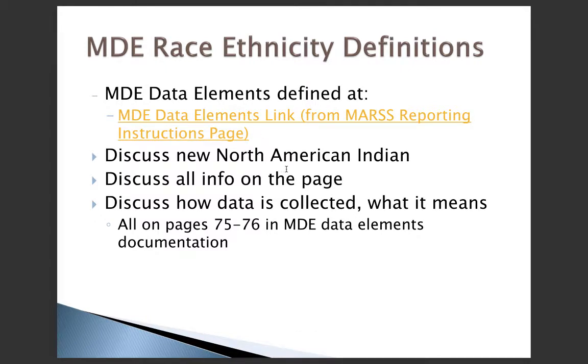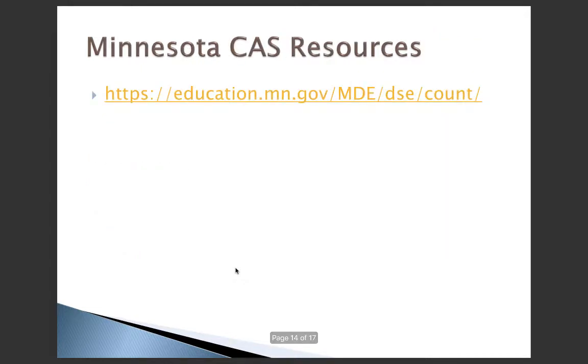So we've talked about the North American Indian. There's a lot of info on that page, but you can discuss how the data is collected, what it means, all on pages 75 to 76 in the MDE data elements documentation. That's this one right here. I would review that if I were you, so you would have a broader understanding of what they're trying to collect here. There's also another resource here, the Minnesota CAS resource.